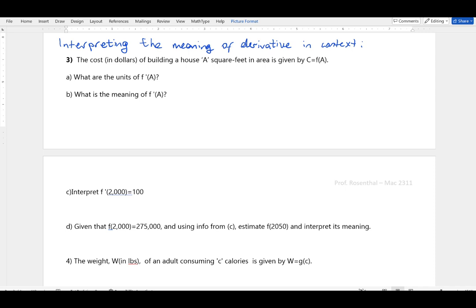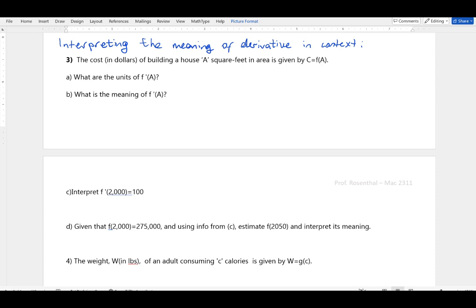Welcome back everyone, and here we have another example involving an application of the derivative. Basically, we're going to interpret the meaning of the derivative in the given context. So here we don't have just a regular function y equals f of x, but instead we have a function that has a real life meaning.